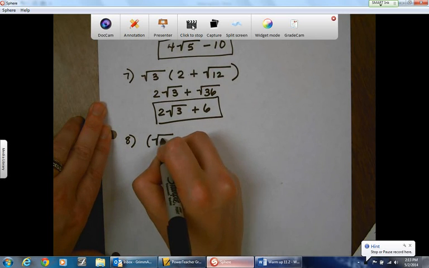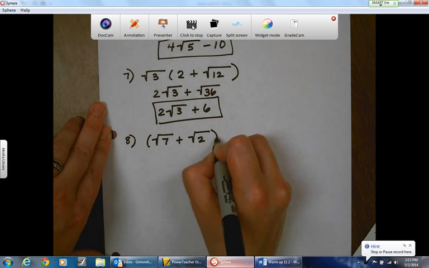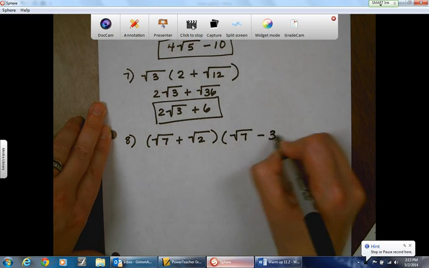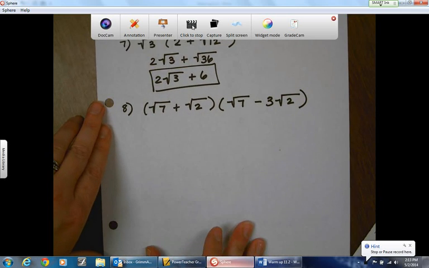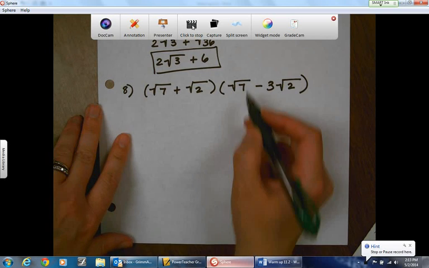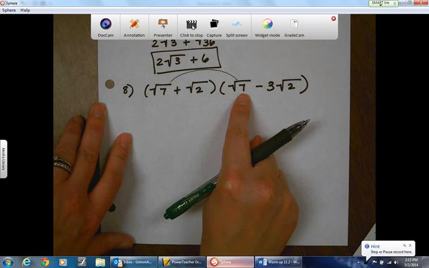Okay? All right, so for those of you who are bored, the square root of 7 plus the square root of 2 times the quantity, square root of 7 minus 3 square roots of 2. It's chapter 9. Yay! It is box method or double distributing or FOIL. I usually prefer double distributing, but if you are more comfortable with something else, that is fine. So again, now I'm going to have to remember all these rules. I take this one times this one, and then this one times this one.